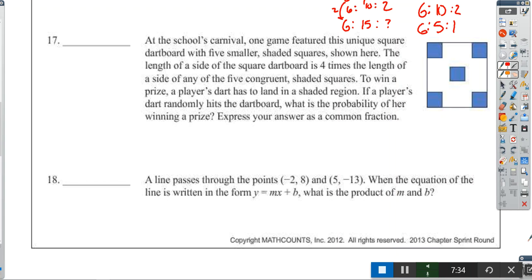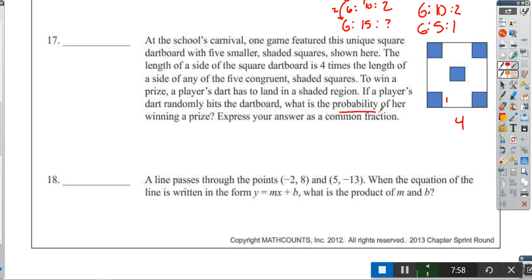Last 2. At a school's carnival, one game features a dartboard. Why? I don't know. With 5 smaller squares shaded. The side length of the square dartboard is 4 times the length of any side of the smaller squares. Okay, so it's 4 by 1. Because it doesn't matter if we use a scale factor of 2, 3, whatever, the ratio will still be fine.